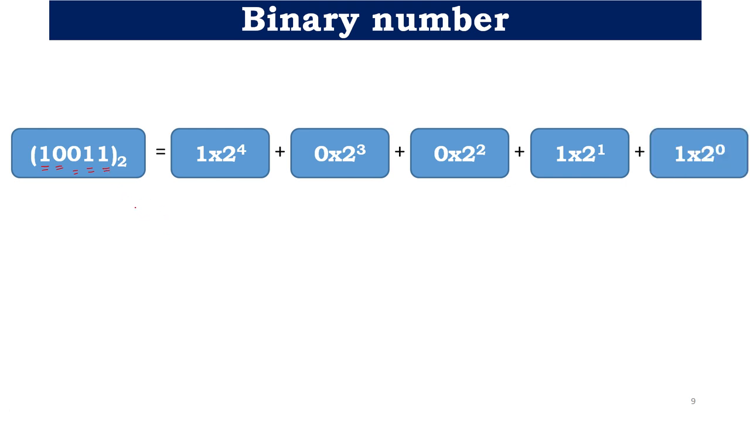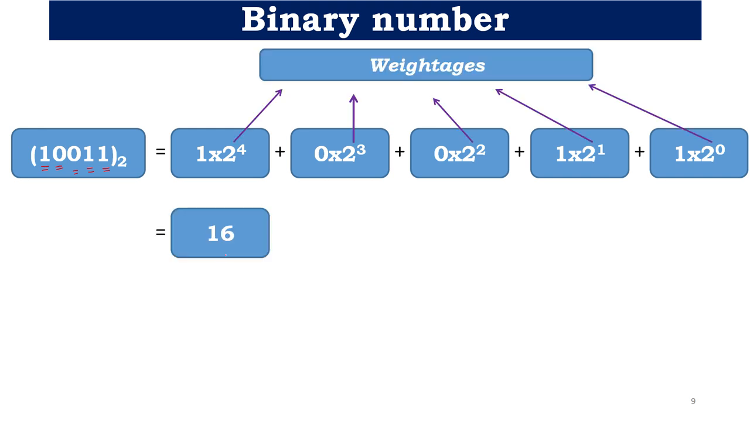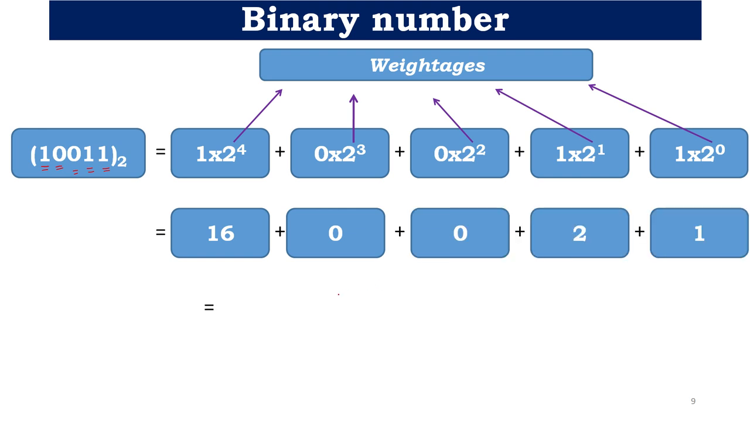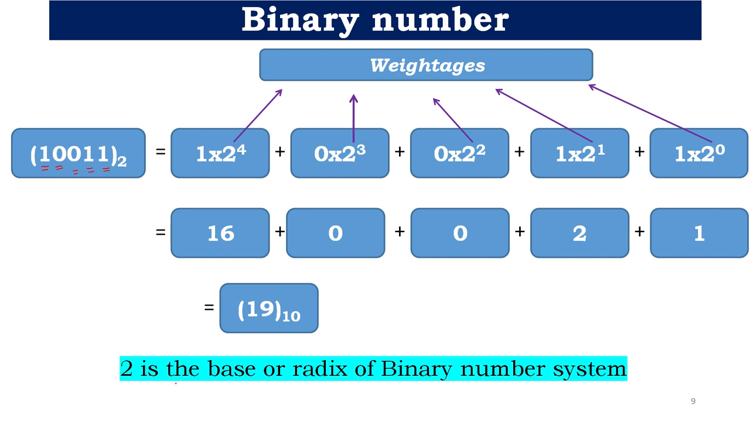And therefore this binary number will have its value equal to 16 plus 0 plus 0 plus 2 plus 1, and that is equal to 19 to the base 10, indicating that the decimal value of the binary number 10011 is 19 to the base 10. And as we all know, the base or radix of the binary number system is 2.